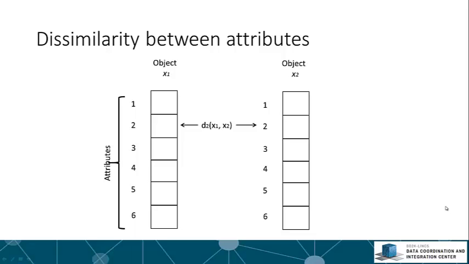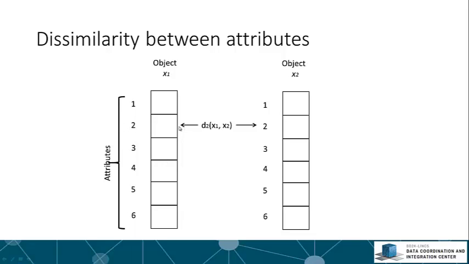So to give you a visual picture of this idea, I have this little figure here. Let's consider two objects. The first object, x1, is on the left, and the second object, x2, is on the right. And they're represented as columns of squares. Each one of these squares indicates a specific attribute for the object. So we can see we have two objects, but we have 6 attributes.